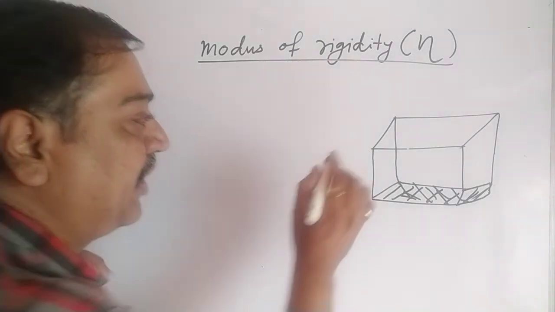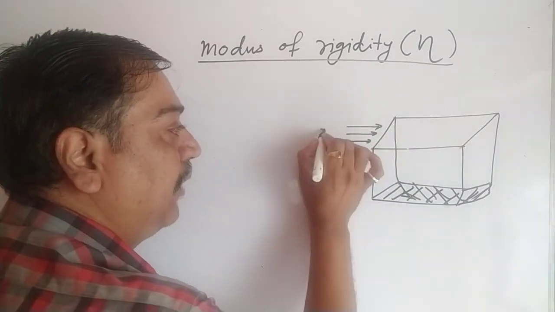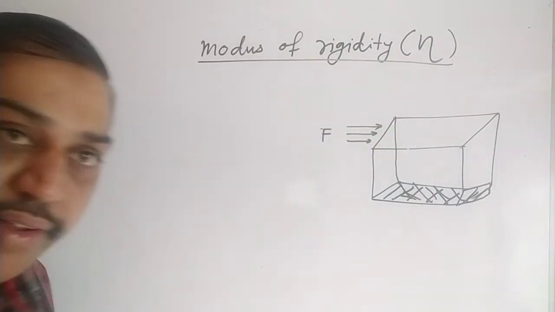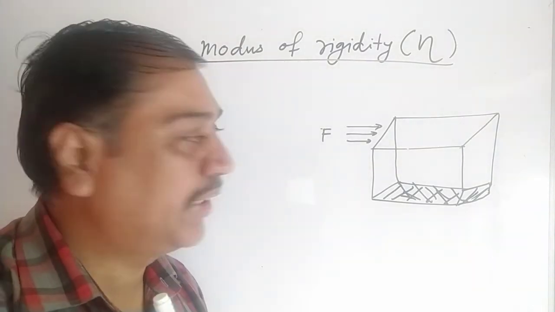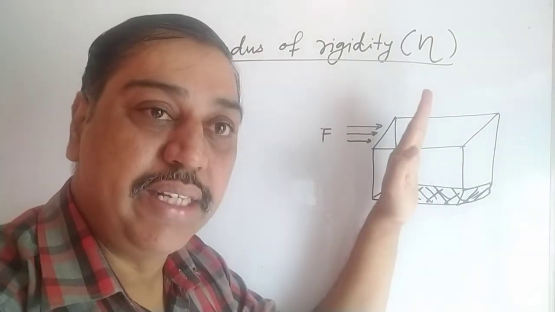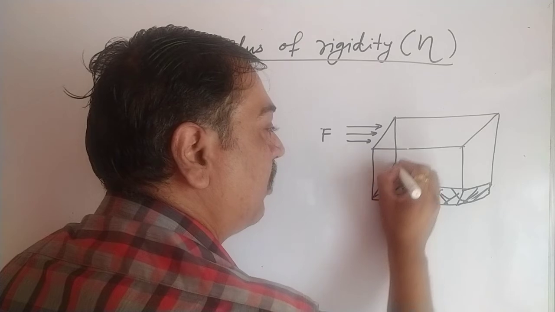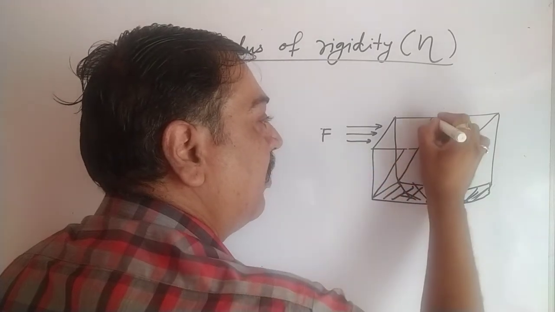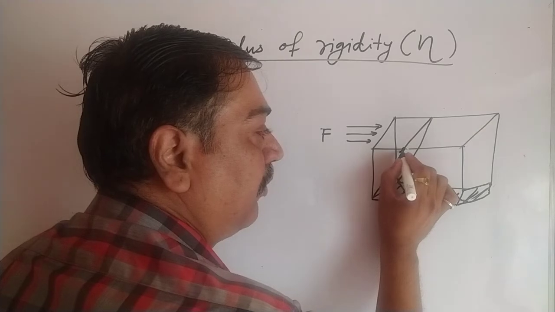Now apply the tangential forces from this side here at the top. If we apply the tangential forces F, then definitely what will occur? There is a change in shape. How does the shape get changed? Initially it is like this. Now it becomes tilted. Means there is a change in shape like this. This place goes somewhere here, this place goes somewhere here like this. You can draw. So this is the first point.